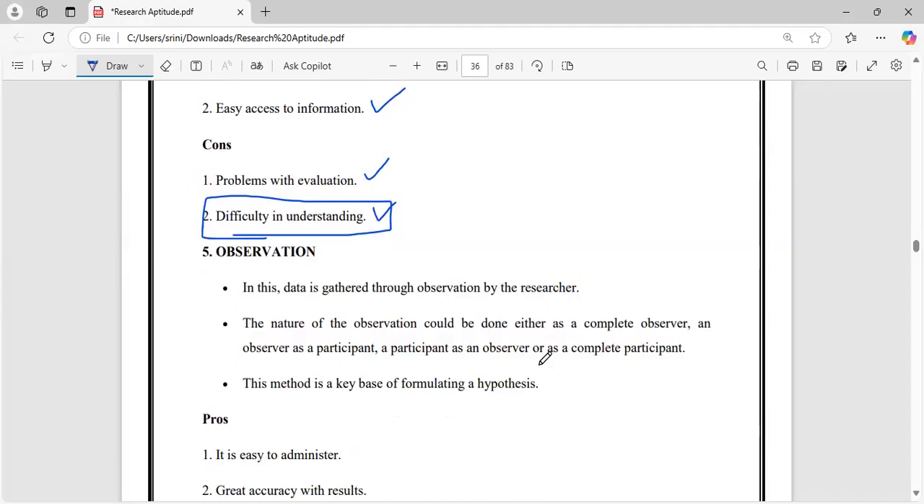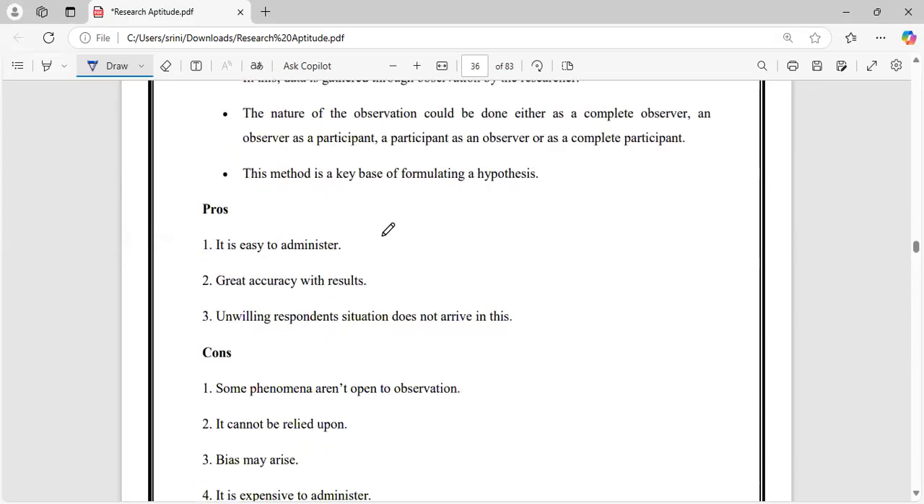The nature of observation could be done either as a complete observer, an observer as a participant, a participant as an observer, or as a complete participant. This method is a key base of formulating a hypothesis.